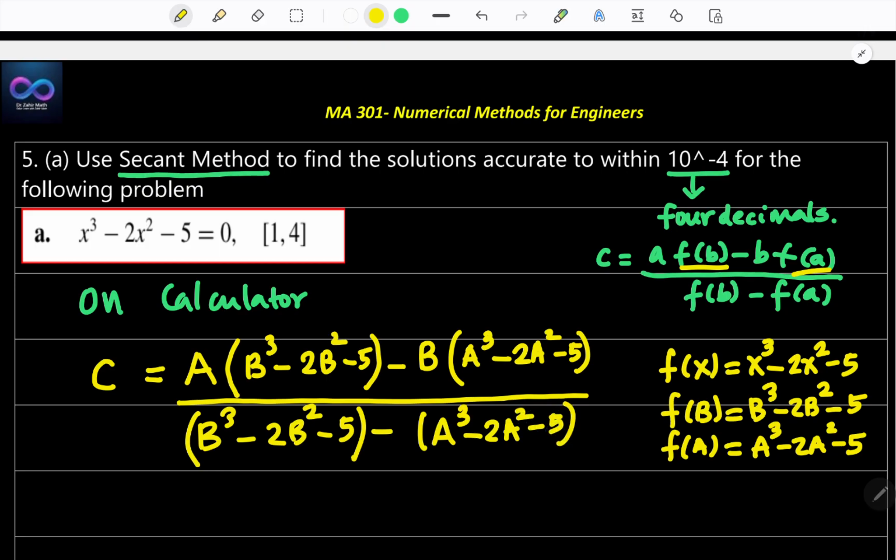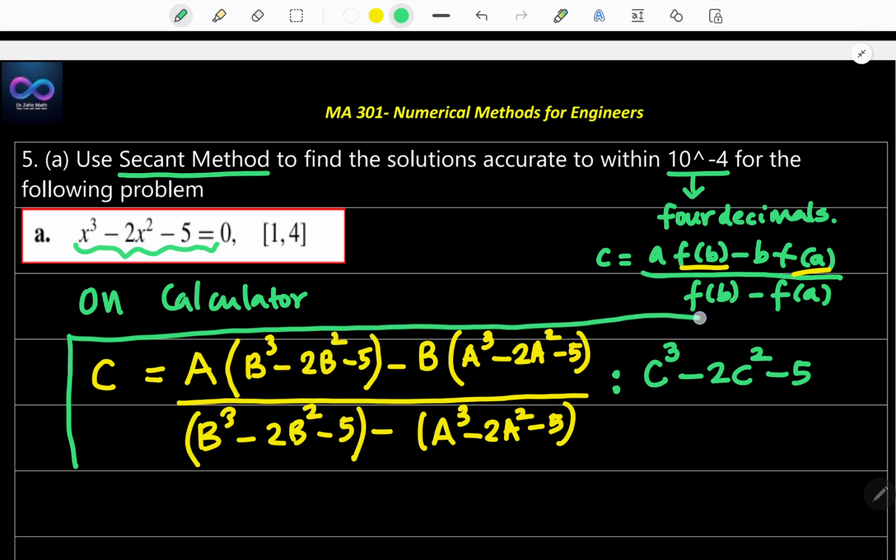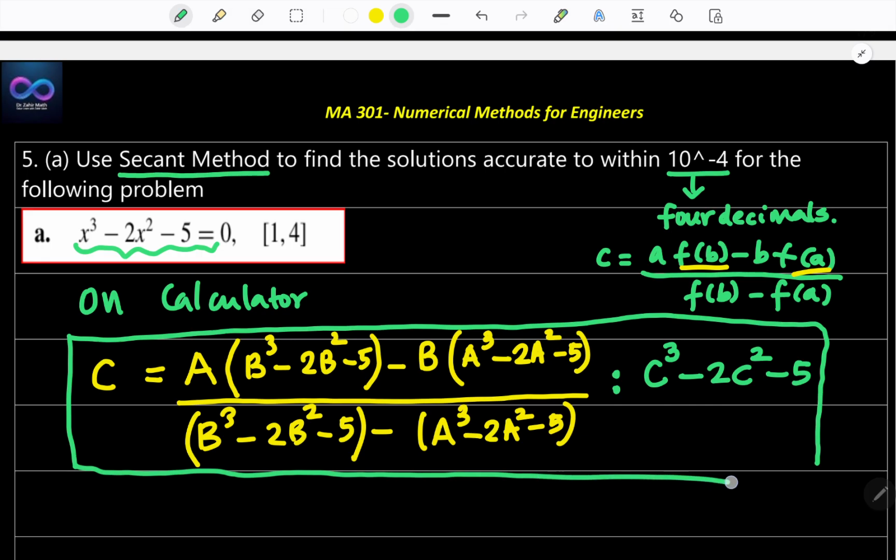After that, the carried out C value should be there. So I'll erase this one. Then C, semicolon, use it. The carried out value C is your functional value: C cube minus 2C square minus 5. How did I get this? Your equation is x cube minus 2x square minus 5. So on the calculator, you have to type this one. Sometimes while you type and start the process, the calculator gives a math error.